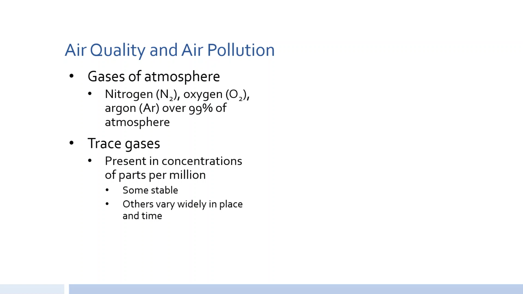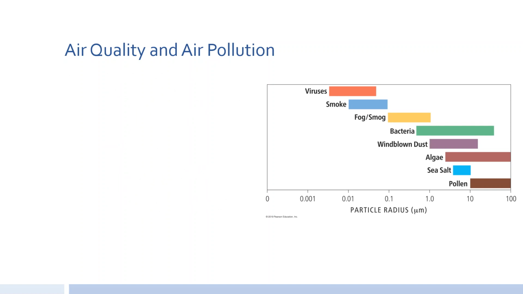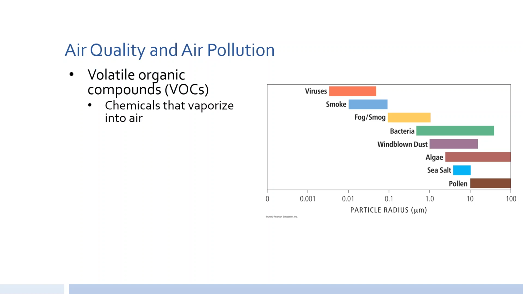But other ones vary widely in place and time. So depending upon the day, the season, the decade, the century for that matter, these trace gases can vary quite significantly. It's one of the reasons that when you look at an air quality report, you have different levels of air quality in different areas depending on what's going on there.